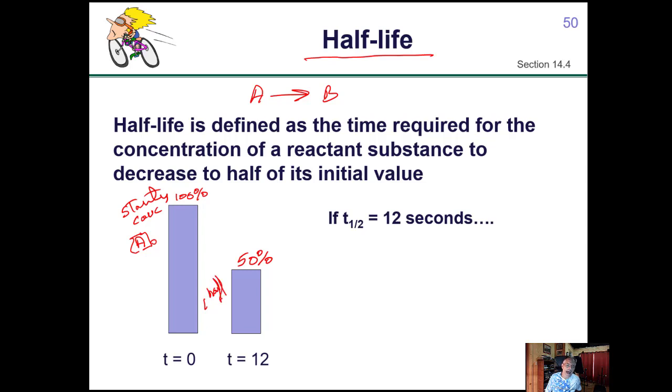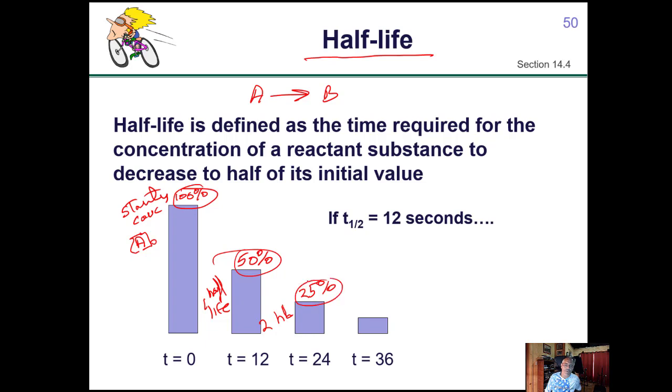Okay, one half-life has expired, and after one half-life, we only have 50% of the 100% that we started with. If we allow another 12 seconds to go by, we're down to 25%. So now we have 25%. This is two half-lives, and I'm just going to abbreviate half-life, HL. So now I have 25% remaining.